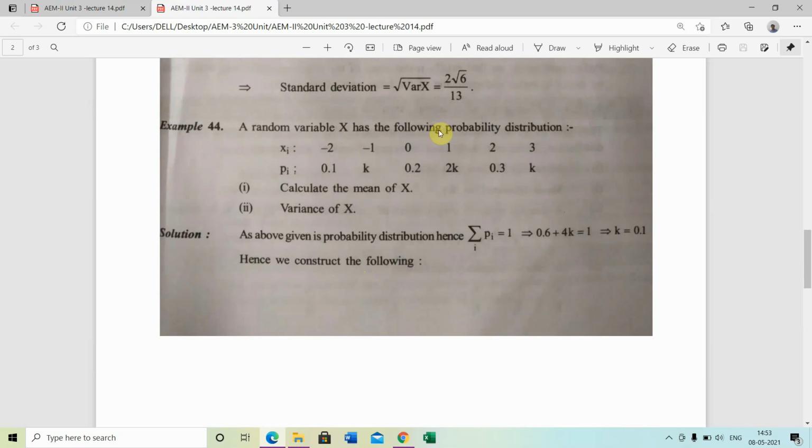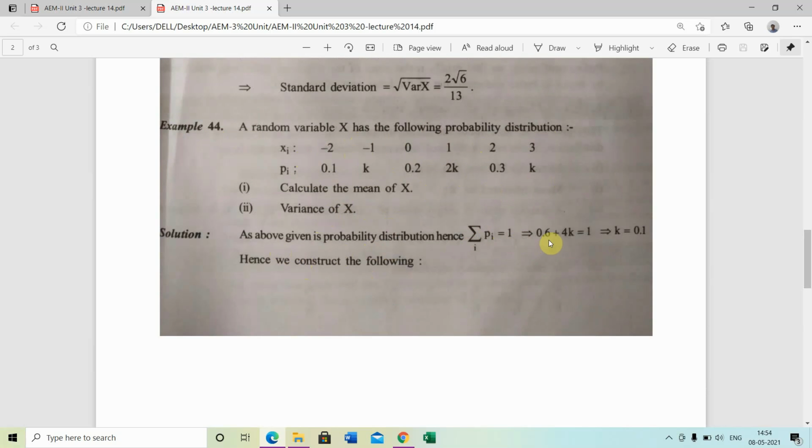A random variable x has the following probability distribution: xi is −2, −1, 0, 1, 2 and 3, and pi is 0.1, k, 0.2, 2k, 0.3 and k. Calculate the mean of x and variance of x. First of all, we are given the probability distribution, summation pi equals 1, the sum of all probabilities equals 1.